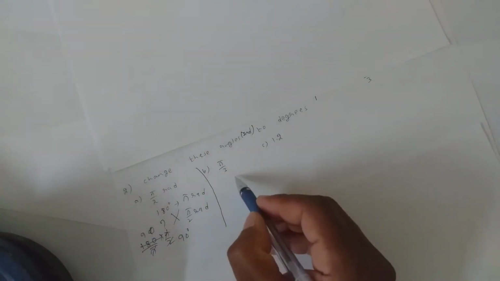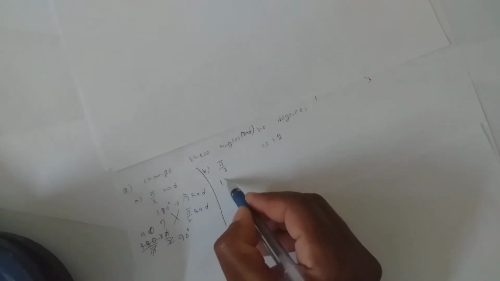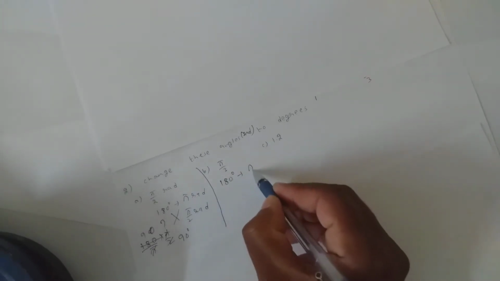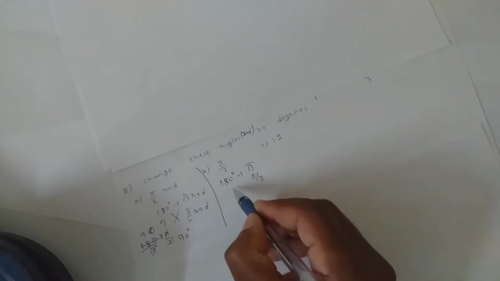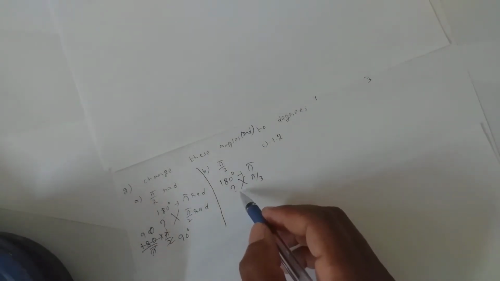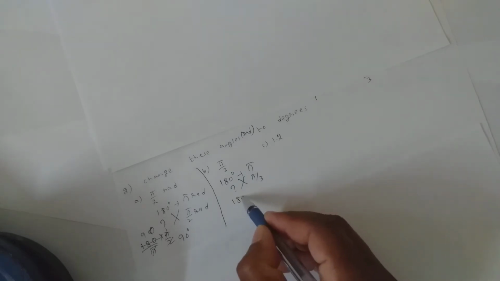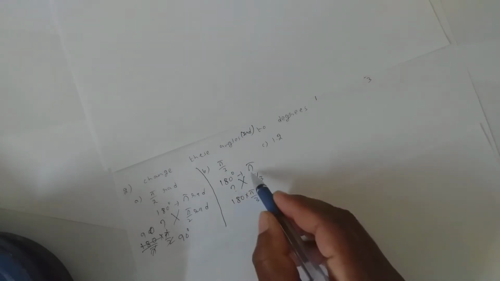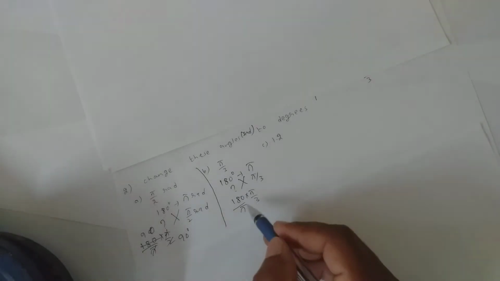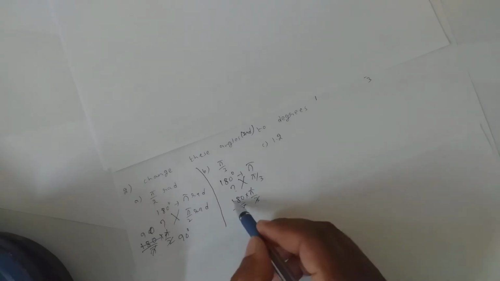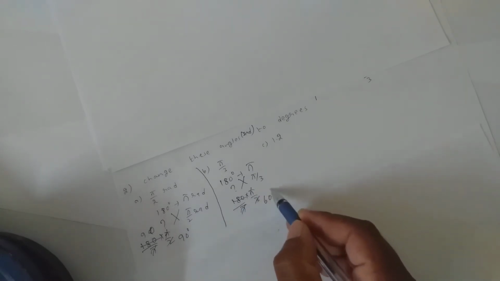If it is pi by 3, again the same thing. 180 degrees is nothing but pi radians. So pi by 3 radians, how many degrees? Cross multiply. You cannot multiply the question mark, multiply the other side. So it is 180 into pi by 3. The other pi will come as division. Is it clear? Now what gets cancelled? Pi and pi will get cancelled, and 3 ones are 3, 3 sixes are 18. So it is 60 degrees.